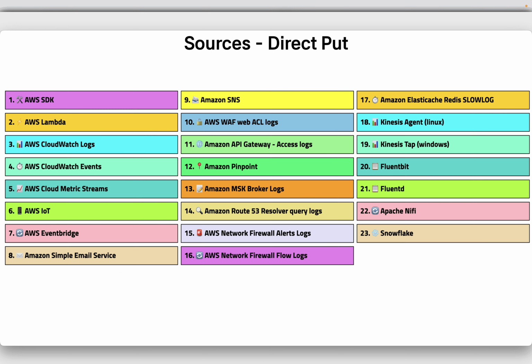Next we have all the sources listed here. So these are the producers, and they are AWS SDK, Lambda, CloudWatch logs, CloudWatch events, CloudWatch metric streams, AWS IoT, EventBridge, Amazon Simple Email Service, Simple Notification Service, Web Application Firewall, Amazon API Gateway Access Logs, Pinpoint, Managed Service for Kafka Broker Logs, Route 53 Resolver Query Logs, Network Firewall Alert Logs, Network Firewall Flow Logs, Amazon Elasticache Redis Slow Log, Kinesis Agent on Linux and Kinesis Tap on Windows, FluentBit, FluentD, Apache NiFi and Snowflake.